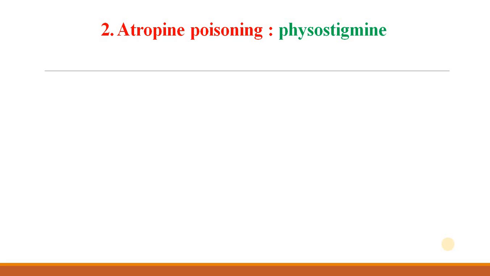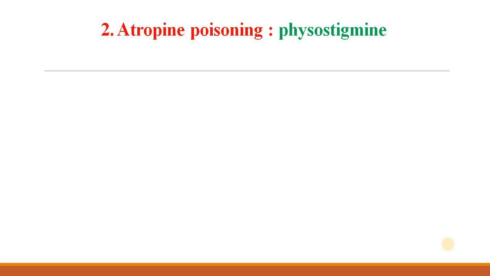Second one is atropine poisoning. The drug of choice used is physostigmine. You know, atropine is a parasympatholytic drug, an anti-muscarinic agent. So you can easily predict what the probable symptoms of toxicity will be.